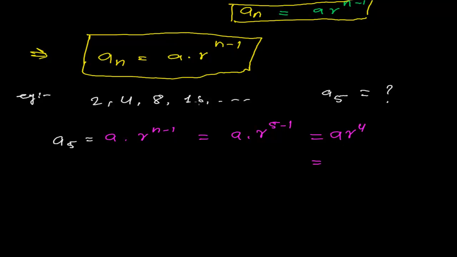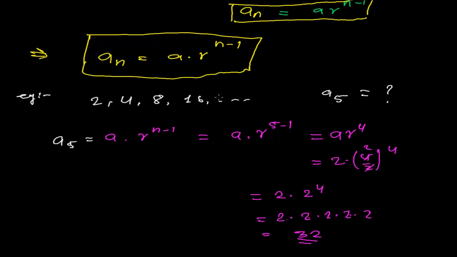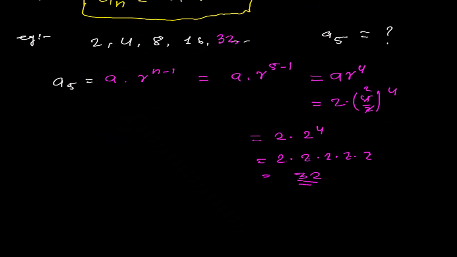And we have the first term, that is 2, and we have the common ratio, that is 4 by 2, to the power again 4, right? So it is 2 times, now 2 times 2, that is 4, that is 2 to the power 4, and 2 times, now 2 to the power 4, that is 2 times 2 times 2 times 2. So what we get, 2 times 2, 4, 4 times 2, 8, 8 times 2, 16, 16 times 2, 32. So our fifth term is 32. Like this, we can easily find out any term, right?